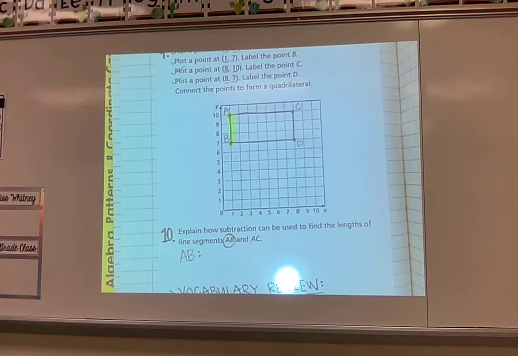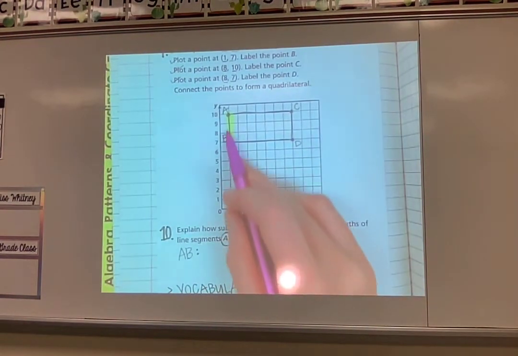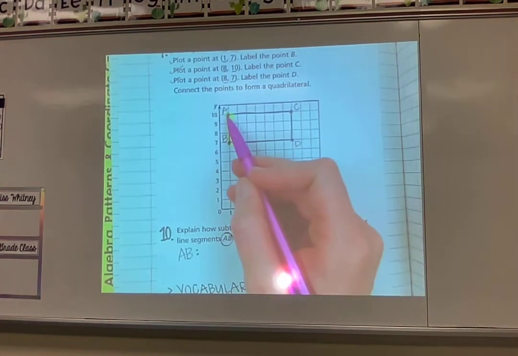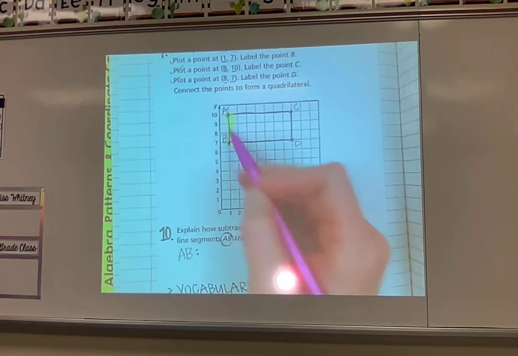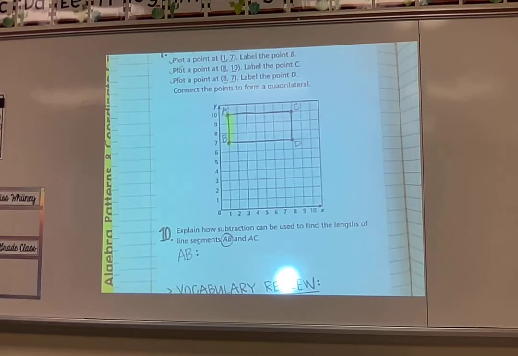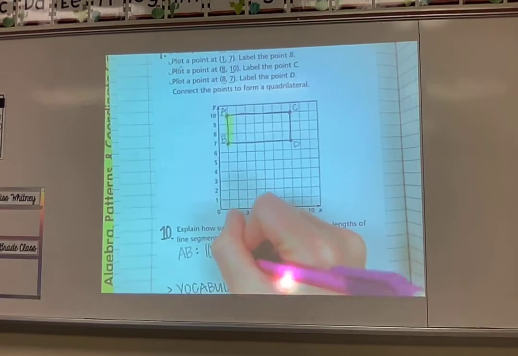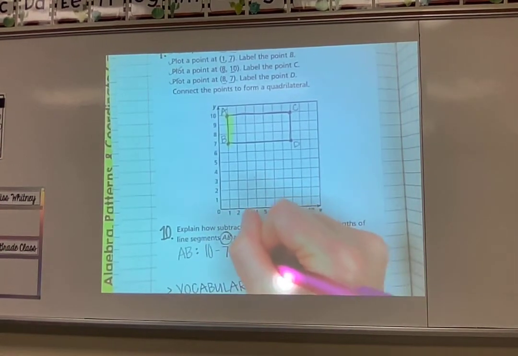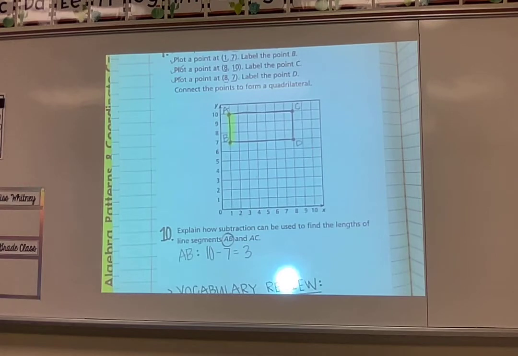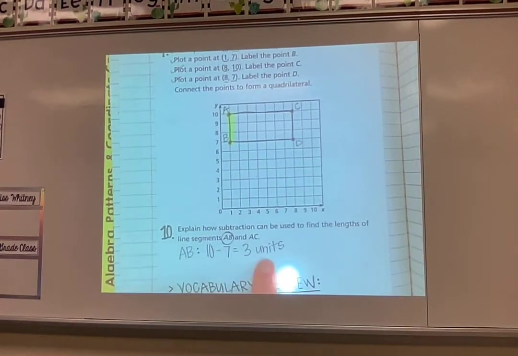Now they want me to tell how long that line is using subtraction. Well, look, if I look on my x-axis, they're both at number 1. So that doesn't help me. But if I look at my y numbers, I have a 10 and a 7. So I'm just going to subtract my small number from my big number to see how long that line is. So 10 is my bigger number, minus 7 is the other number, which is 3. And then for our label, we don't know if this is inches, feet, miles, any of that. So when we don't know the label, we just use units. So AB is 3 units long.